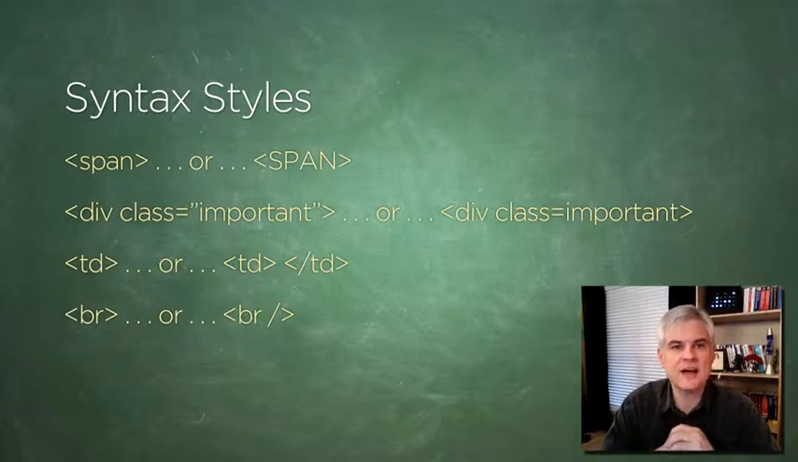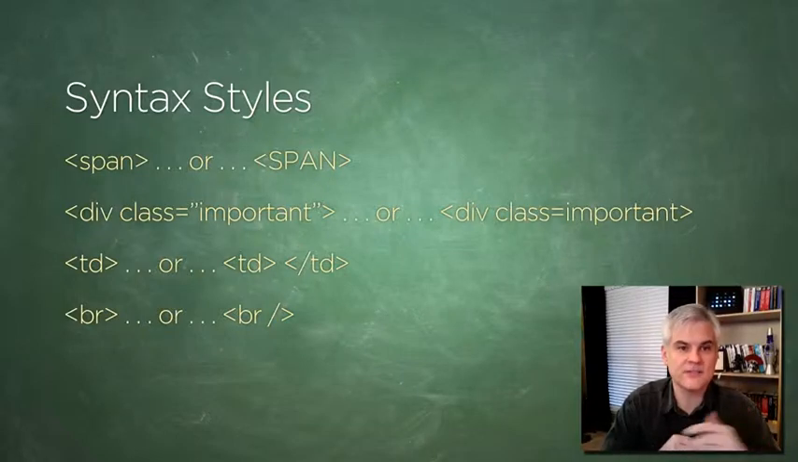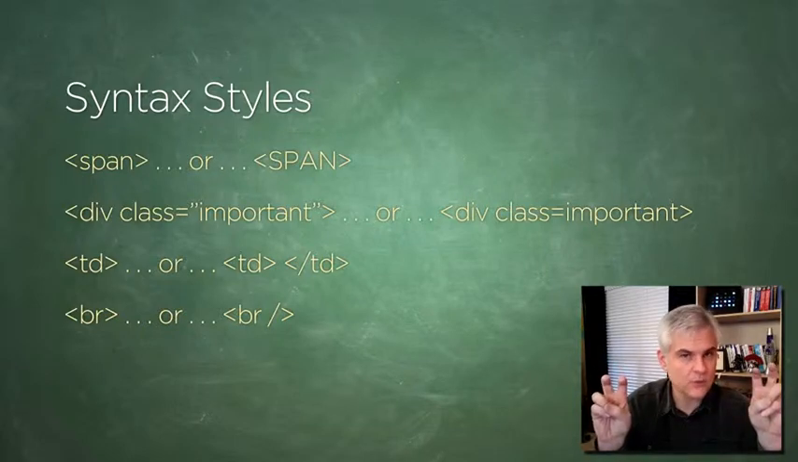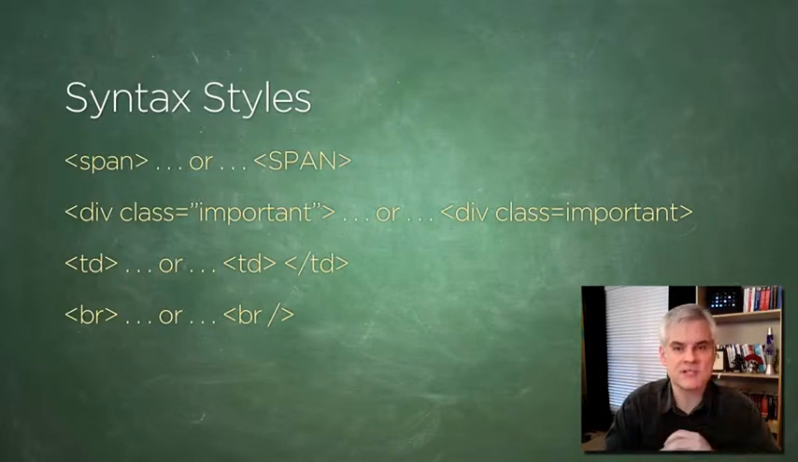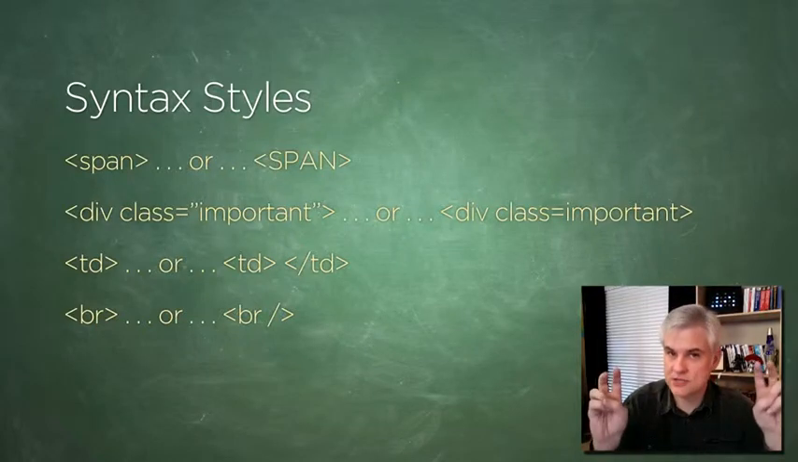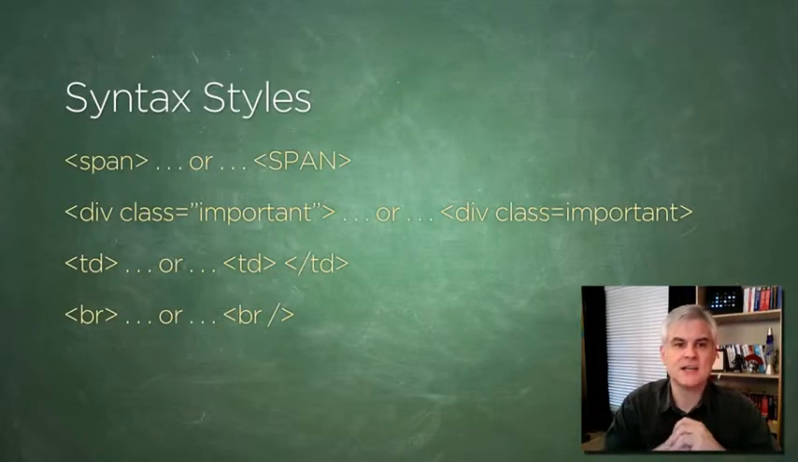Then there's the difference of how you set values to the attributes inside of given tags. For example, if I were to, on this div tag, set the class equal to important, I can choose to use double quotes around the word important or choose not to. I still recommend you use the double quotes around it. You can choose to use self-enclosing tags or to omit the enclosing tags.